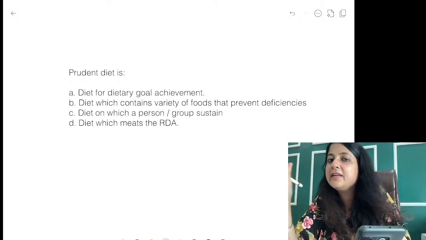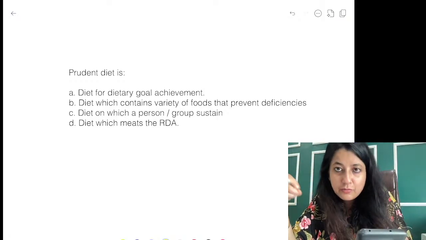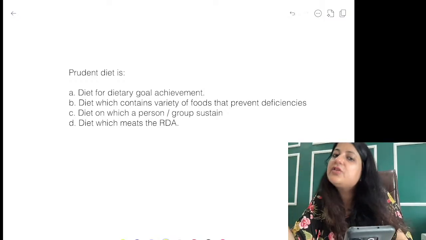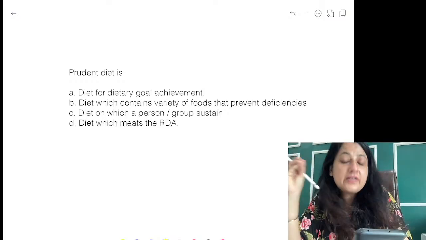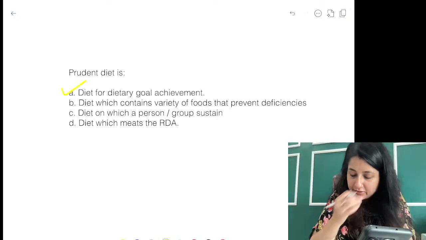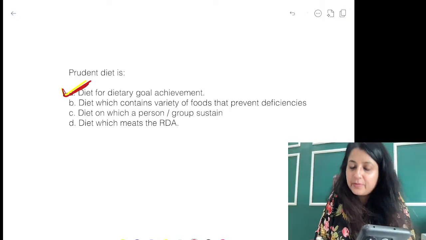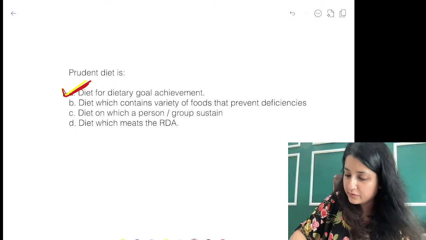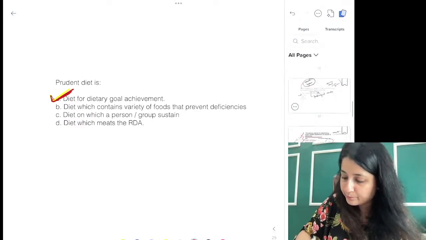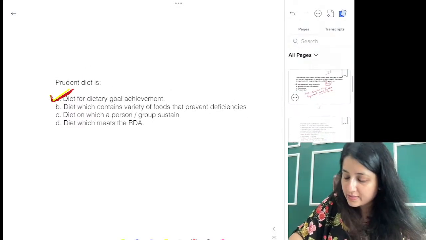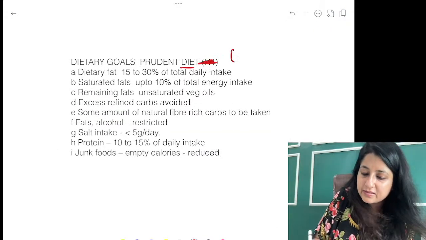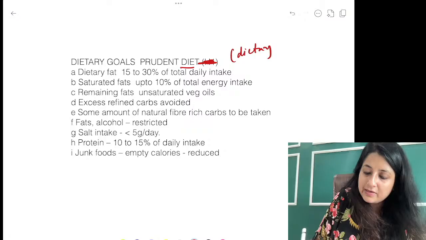देखो, prudent diet क्या होता है? Like it's a diet to prevent CVD. It's not to prevent deficiencies. It has a particular dietary goal achievement. समझ रहे हो? It has a particular dietary goal achievement. What is that dietary goal achievement? Let me take you to that slide which was given on the first page. What is prudent diet? Can you see this is prudent diet? It has a specific dietary goal achievement.